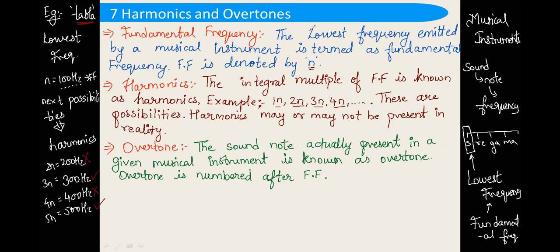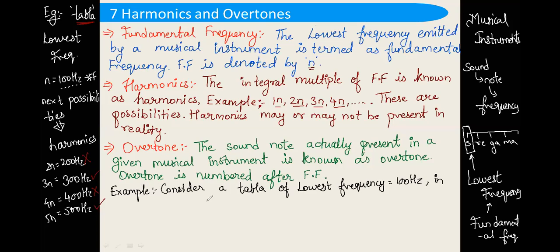So we will do one example now. Consider a tabla of lowest frequency equal to 100 hertz, in which only odd harmonics are present.